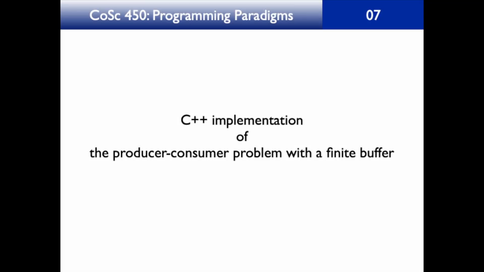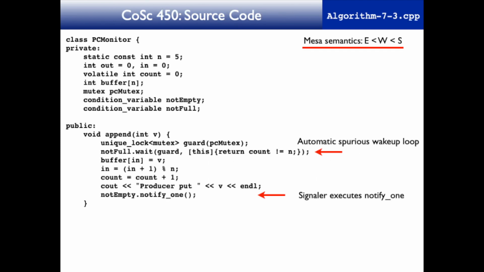So let's take a look at some C++ code for the implementation of the producer-consumer problem with a finite buffer. So here's the code for class PC monitor. And again, we're using Mesa semantics where E is less than W is less than S, so that the signaler has the highest priority precedence.